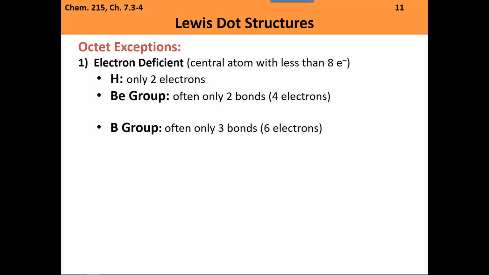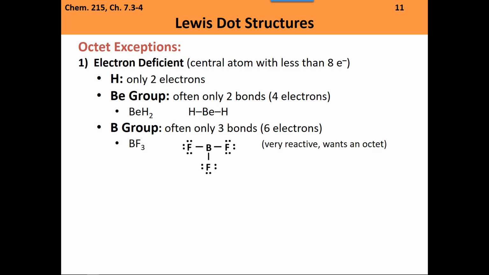We already talked about hydrogen. It only has 2 electrons. Sometimes for the beryllium group, that's beryllium on down, we can only have 4 electrons. Boron will have 6. So for instance, BeH2 or BF3, you can notice here the boron only has 6 electrons.